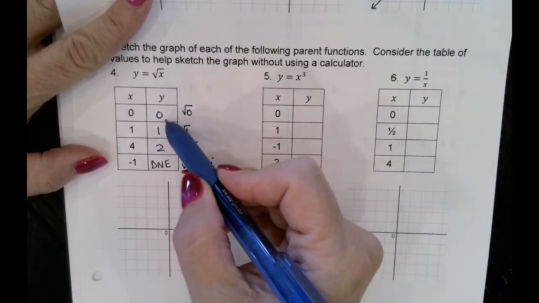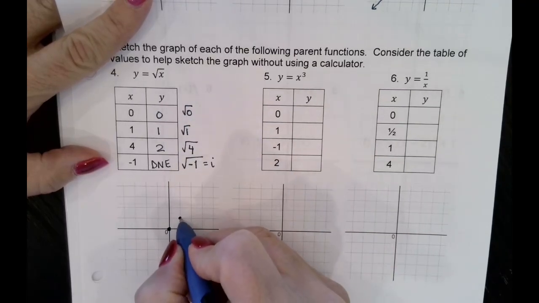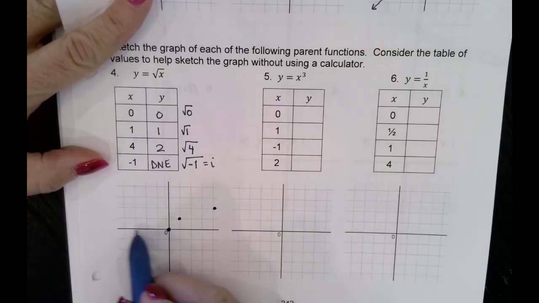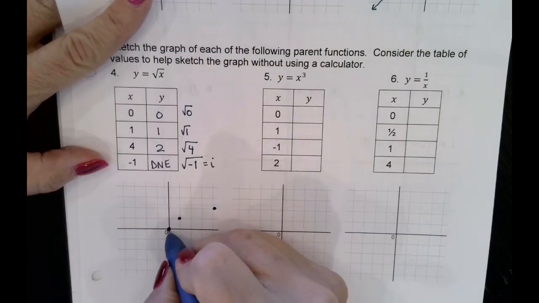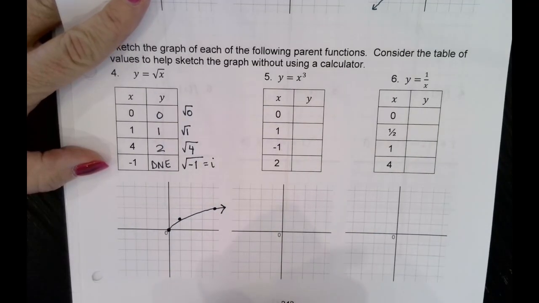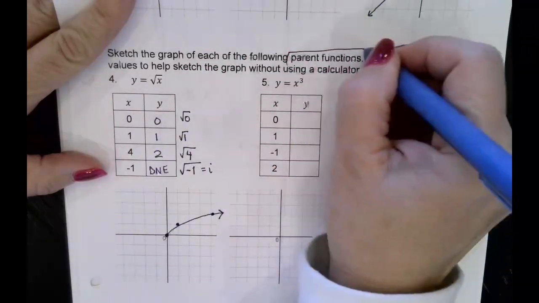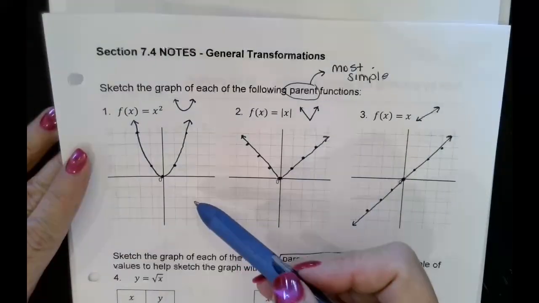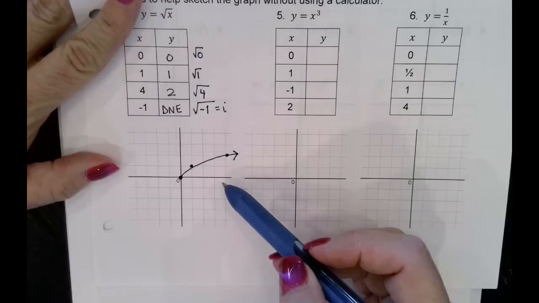So now if I'm going to go plot these points, I have a point here at 0, 0, and I have a point here at 1, 1, and I have a point here at 4, 2. And I have no negative values, can't have a negative square root. So this function is going to look like this. So this is my parent function. This is important to see. This is the parent function for these different graphs. So just like these are the parent functions, the most simplistic, this is my most simplistic square root function.